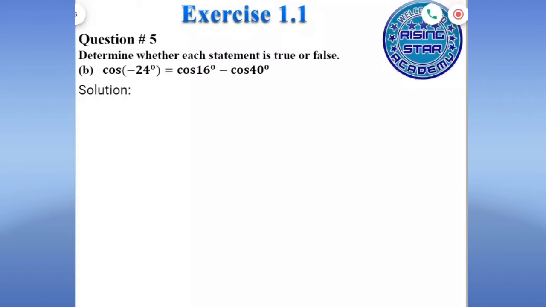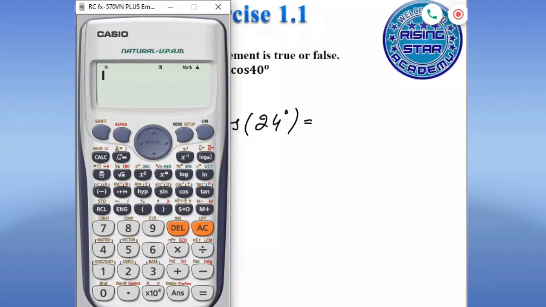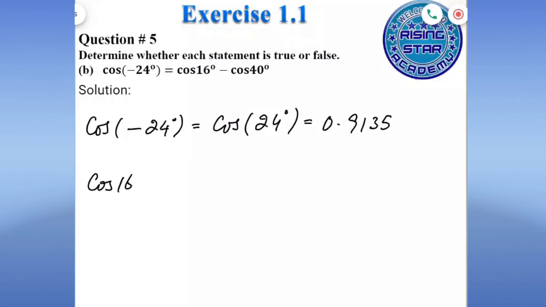In part B, we will take the left hand side. The left hand side is cos of negative 24 degree. So the negative in cos would become positive. So that would be positive cos 24. Now I would use the calculator to simplify. So cos of 24, that is 0.9135. Now I would take the right hand side, that is cos of 16 degree minus cos of 40 degree.